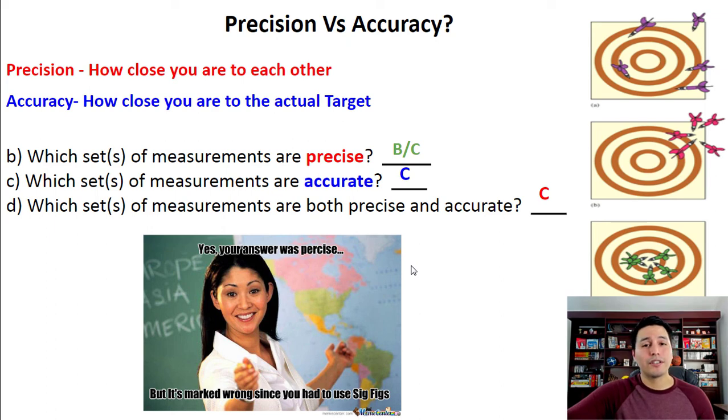Next, I want to end off with a joke, because a lot of teachers will mark your answers wrong if you don't use the correct number of sig figs. And the joke reads, yes, your answer was precise, but it's marked wrong since you had to use sig figs.